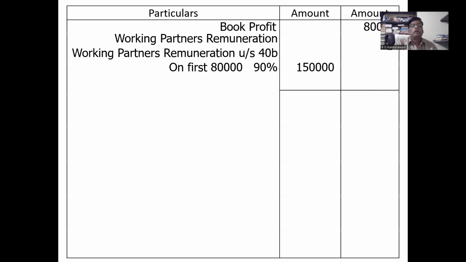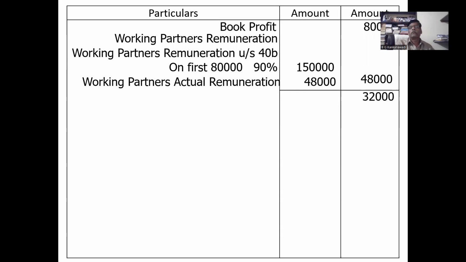Then you take actual remuneration paid. Actual remuneration paid to working partners is salary. That is 24,000, 24,000. So it is 48,000. So out of these two, 48,000 is a small amount, you deduct. So 32,000 balance comes. This 32,000 is called as income from business. Income from business. Clear? Then next head you calculate house property.